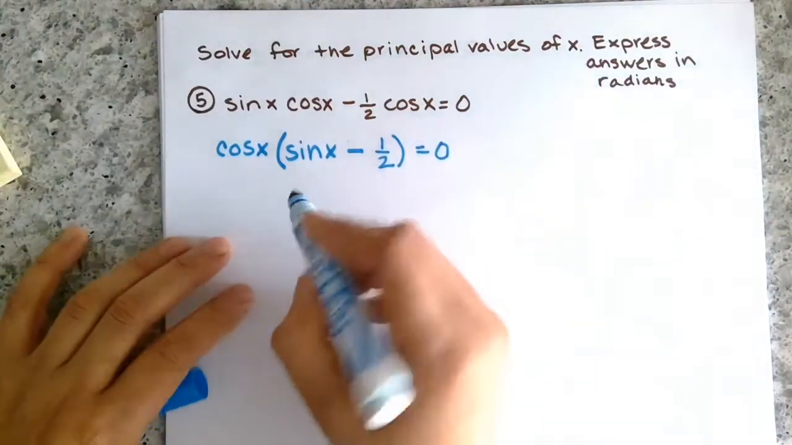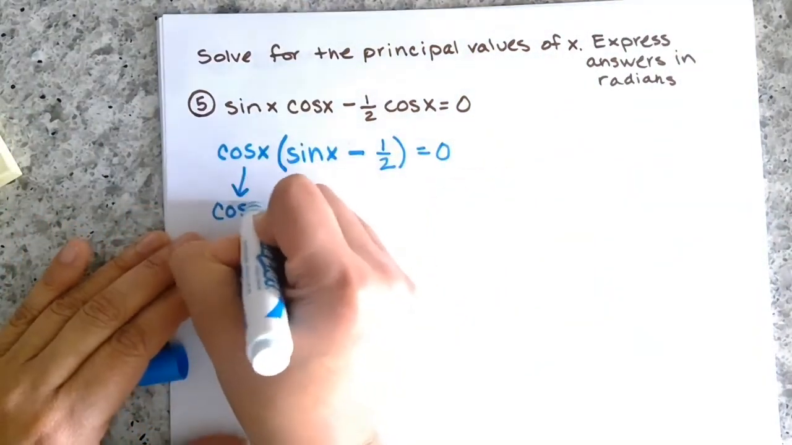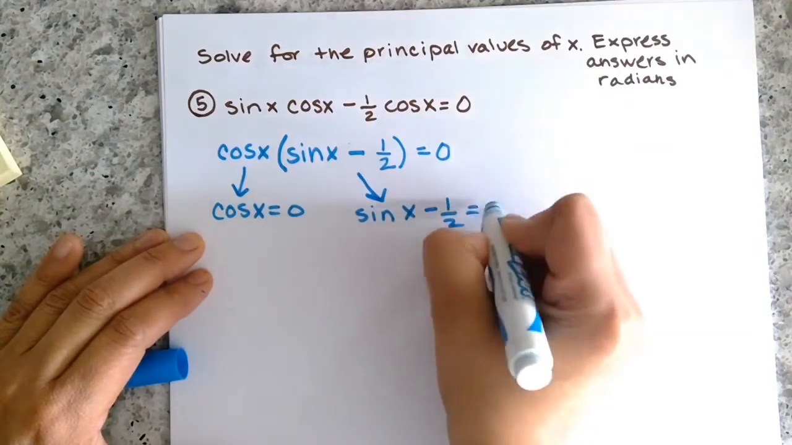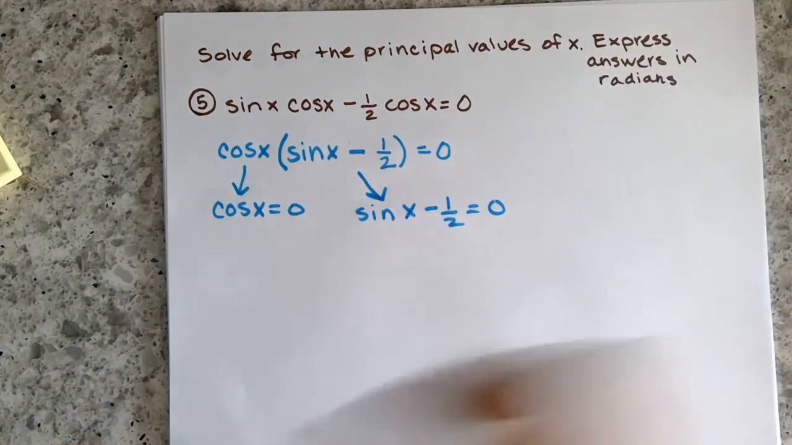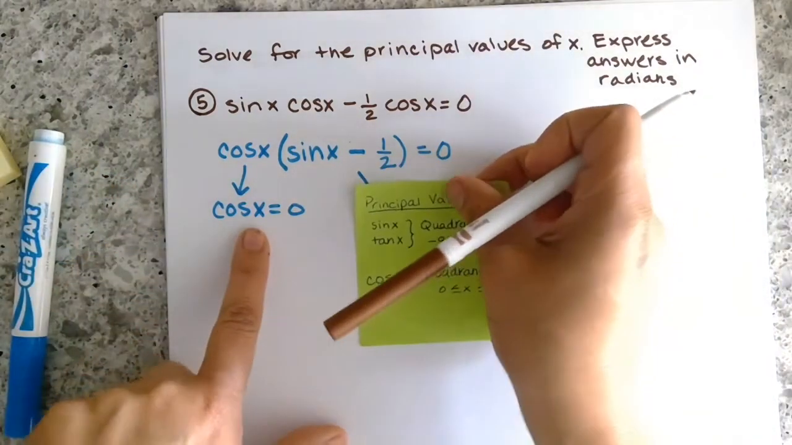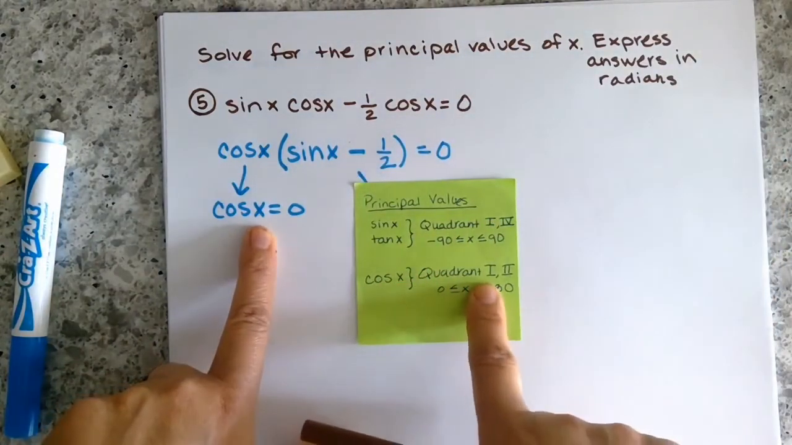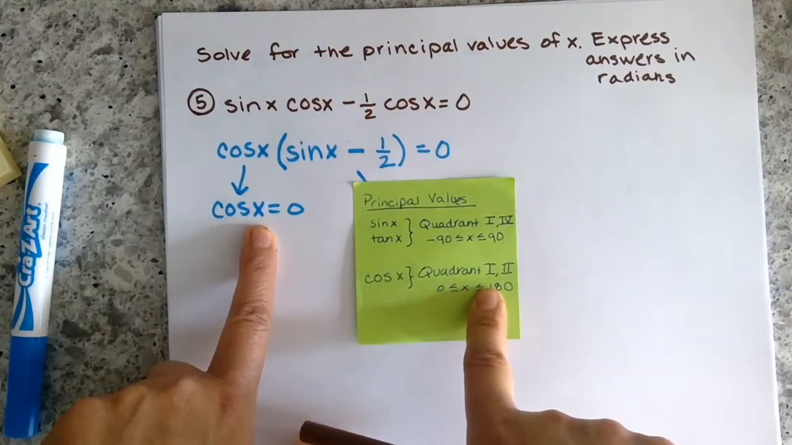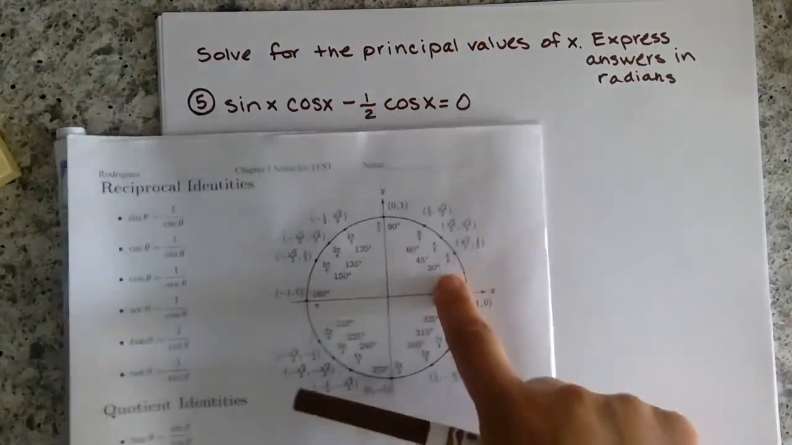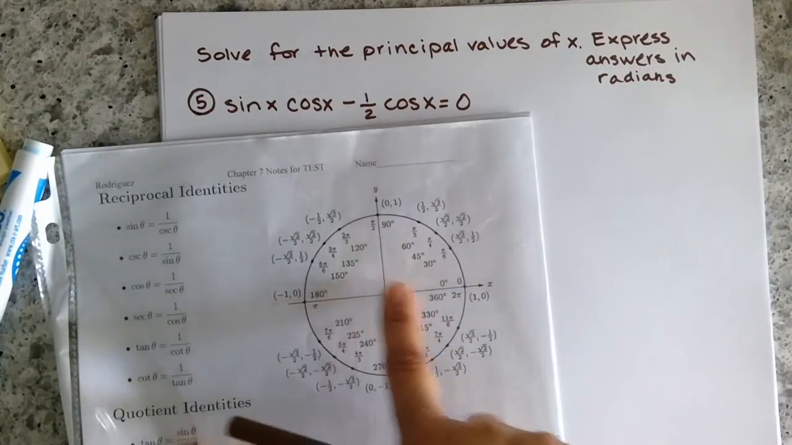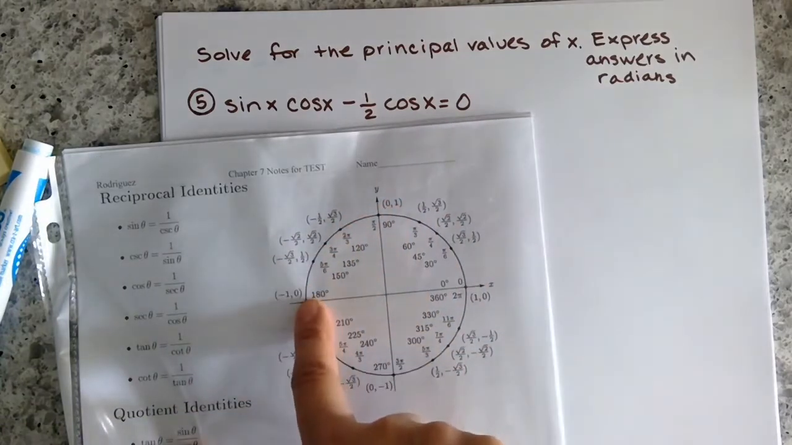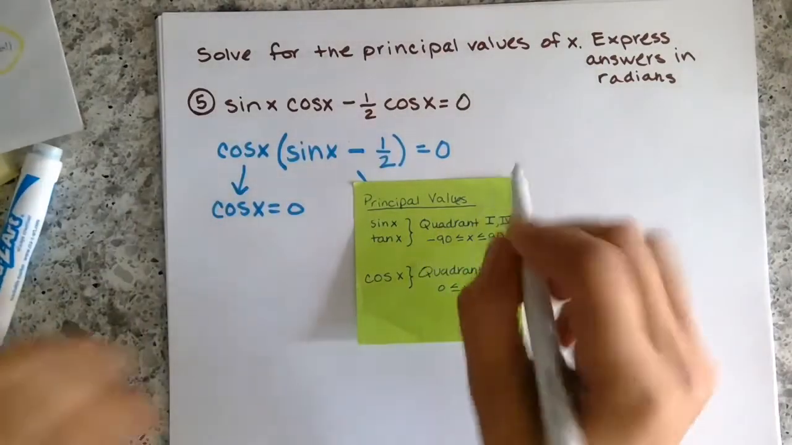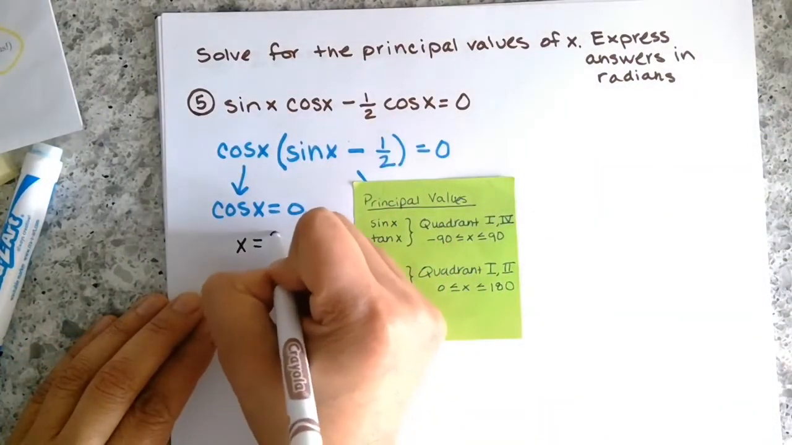Okay, so now we have the zero product property. So either this is going to equal zero, or this is going to equal zero. So then we're going to solve it. So principal values again, I'm looking for this one. Okay, so cosine, I'm looking at just quadrants 1 and 2. And my answer is in radians, so where in quadrants 1 and 2 is the cosine 0? And cosine is going to be your x value. So the cosine is 0 at 90 degrees, except it wants it in radians. So x is equal to pi over 2.